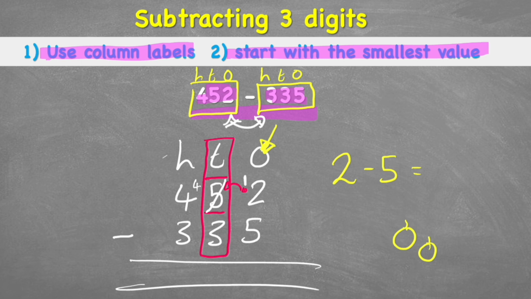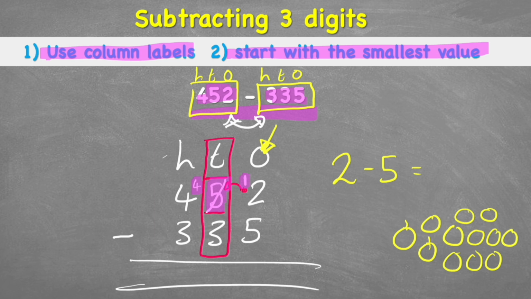So let's think about what I just did there. There was a 50 in this little box here. I've turned it down to a 40 just here. And I've taken a 10 and given it to my 2. So that means I now have 12 apples. Now I can do it because now my question actually says 12 subtract 5. So now I have my 12 apples.